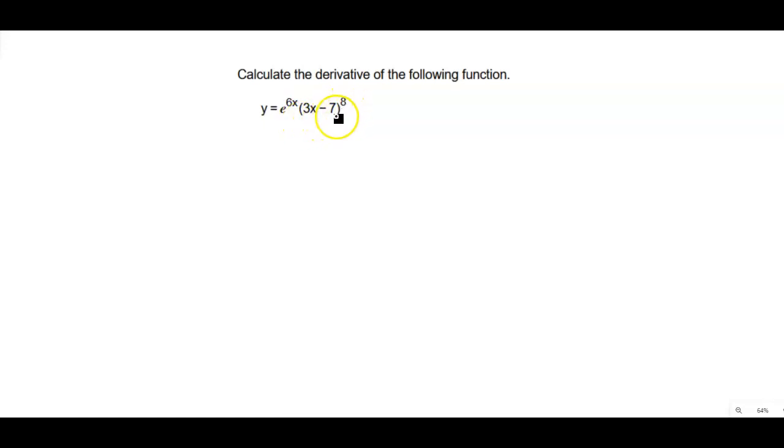the 8th power, and the way that we originally set it up is through the product rule. So notice that we can treat e to the 6x as one function, and we can treat 3x minus 7 raised to the 8th power as our second function, and that product encapsulates the entire function there. If we had tried to start with the chain rule, well, we could apply the chain rule on either of these individually, but we couldn't apply the chain rule to the entire function. That's why we need to start off with the product rule.